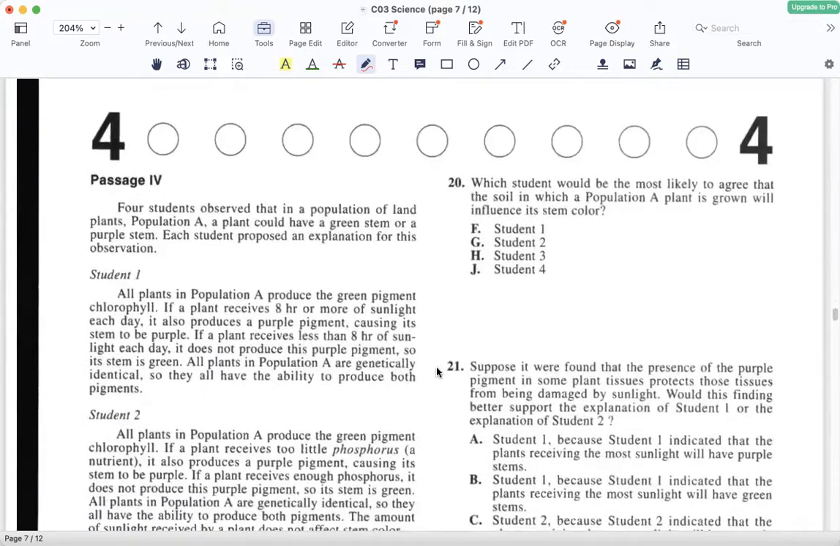Passage 4. 4 students observed that in a population of land plants, population A, a plant could have a green stem or a purple stem. Each student proposed an explanation for this observation. Student 1: all plants in population A produce the green pigment chlorophyll. If a plant receives 8 hours or more of sunlight each day, it also produces a purple pigment, causing its stem to be purple. If a plant receives less than 8 hours of sunlight, it does not produce this pigment, so its stem is green. All plants are genetically identical, so they all have the ability to produce both pigments.